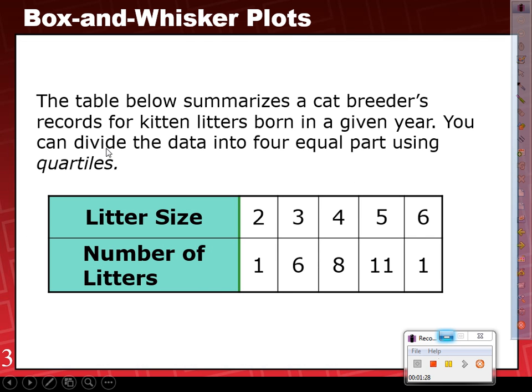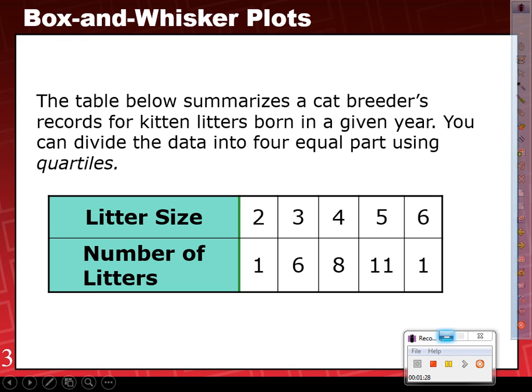For example, don't copy this. It's just to introduce the lesson. It says, the table below summarizes a cat breeder's record for kitten litters born in a given year. You can divide the data into 4 equal parts using quartiles. Now check this out. For those of you that don't know, litter is what they call all the baby cats together when cats give birth. They're called a litter. Does that make sense?